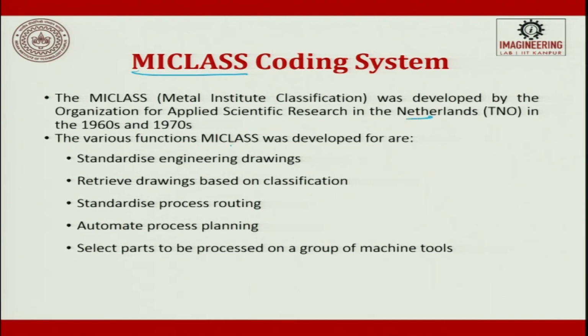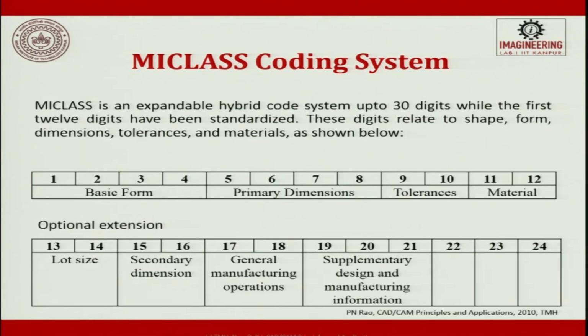Okay. Various functions of MICLASS were developed: standardized engineering drawing, retrieval of drawings based on classification, standardized process routing, automated process planning, and selecting parts to be processed on a group of machine tools. So, this is how it works. You look at it, this one has a coding system up to 24 digits. These are all optional if you want to use them, otherwise the main part has only 12. So, it has 30 digits. So, you should be careful.